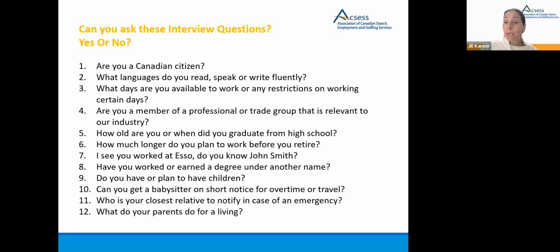Number 12, what do your parents do for a living? Okay, so the answer is no. It might be more along the lines of, tell me about how you became interested in the accounting industry. Okay, are you vaccinated? Okay, some say no, some say yes, some say depends. Probably the easiest way of asking the question, again, if that still comes up, but some employers have a vaccine policy. Are you comfortable with that? And it depends if it's a bona fide occupational requirement.